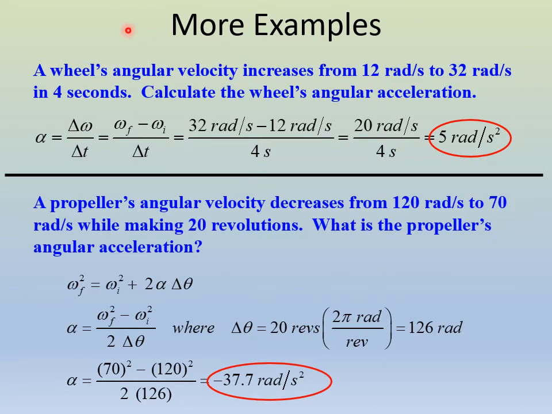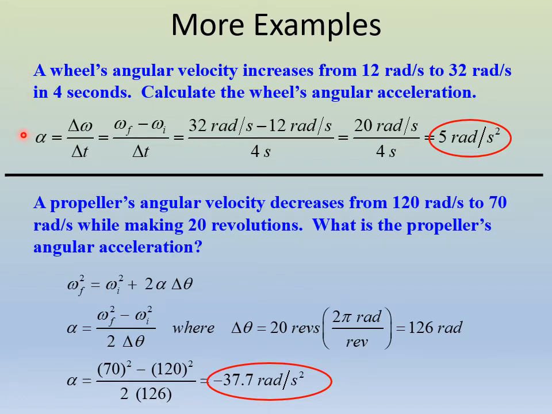Let's look at a couple more examples. In these 2 examples, we're going to be calculating the angular acceleration of an object. In the first one, it says a wheel's angular velocity increases from 12 radians per second to 32 radians per second in 4 seconds. Calculate the wheel's angular acceleration.